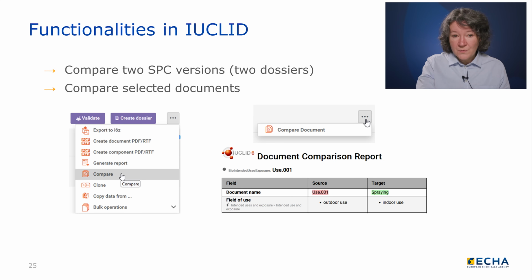The user also has the possibility to compare two SPC versions, both datasets or dossiers, and also to compare selected documents. After the comparison is run, a comparison report is produced. Here you can see an example of a document comparison report for the use document. So you can see that in the source document, the name of the document was different and the field of use also changed.